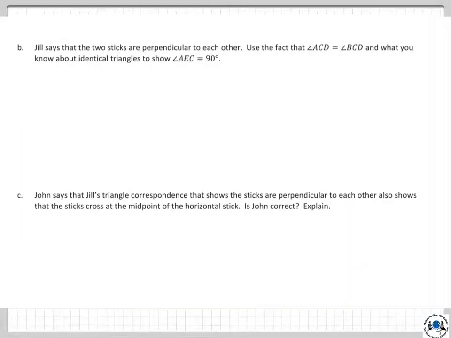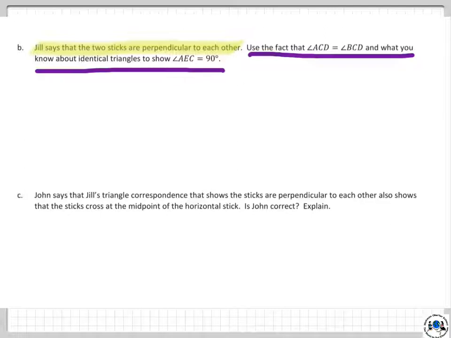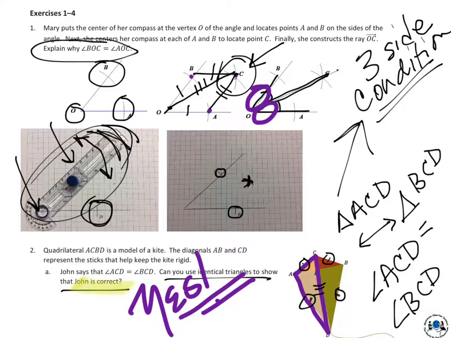In part B, Jill says that the two sticks are perpendicular to each other. So use the fact that angle ACD equals angle BCD and what you know about identical triangles to show angle AEC equals 90 degrees. Let's take a look at angle AEC right there. Jill is making the claim that these are 90-degree angles. Well, let's take a look.